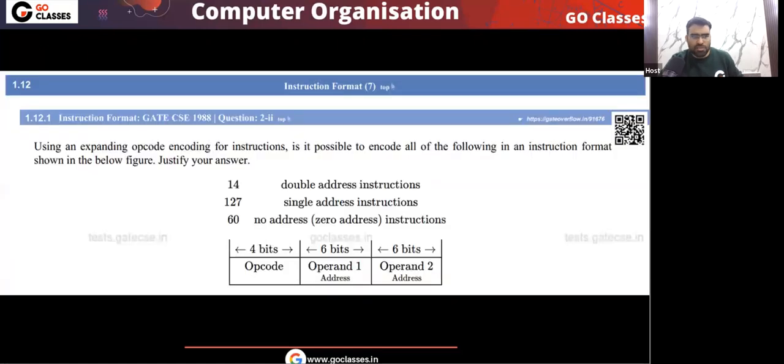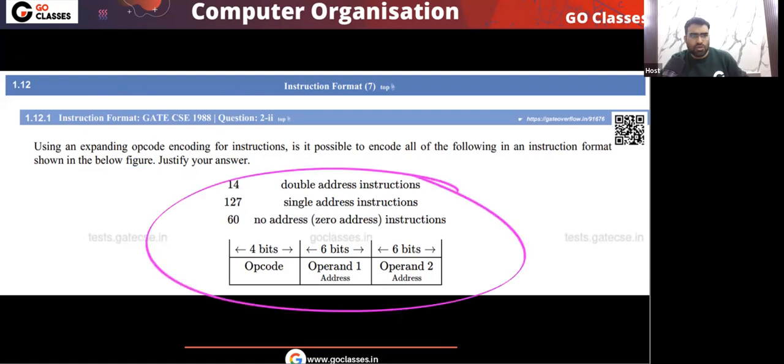Let's start with this question. This is GATE 1988 question on expanding opcode technique. Using an expanding opcode encoding for instructions, is it possible to encode all the following in an instruction format shown in the below figure? Justify your answer. Okay, so this is given to you. Let's solve this question. This is quite a simple question.